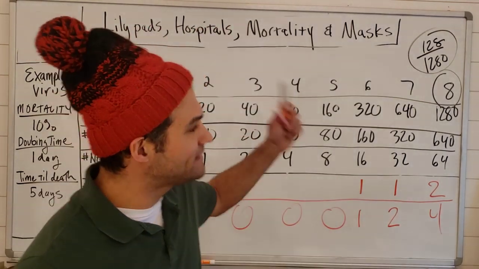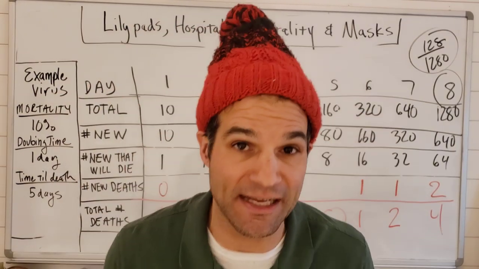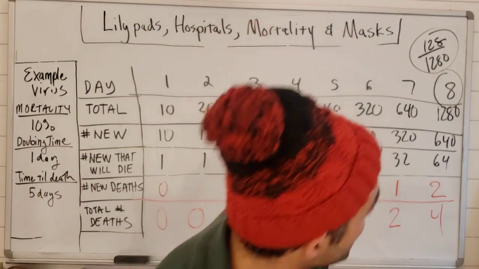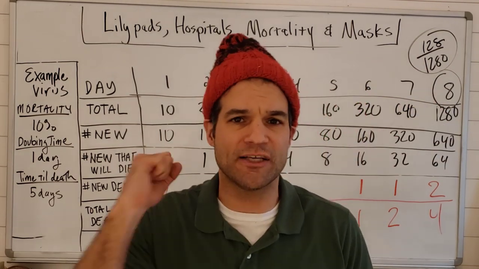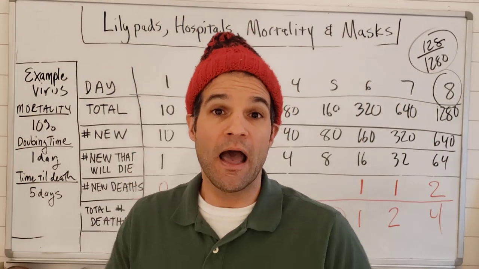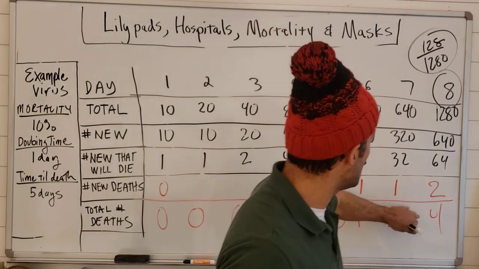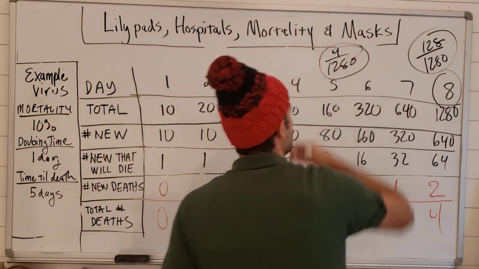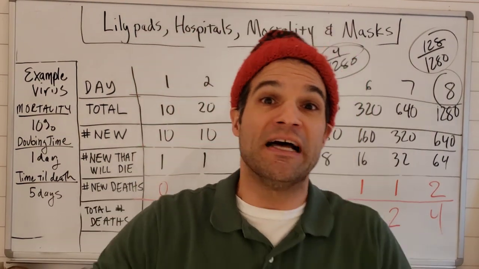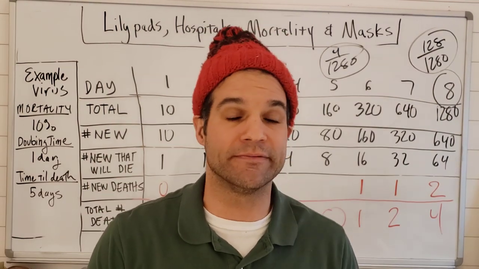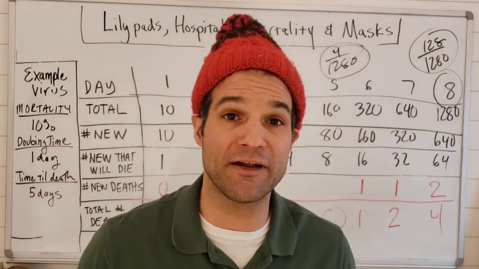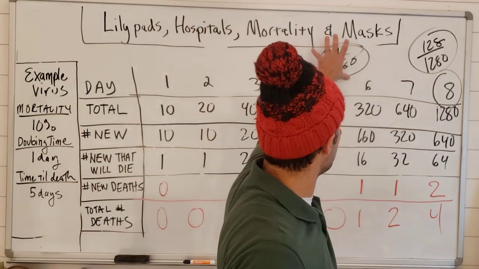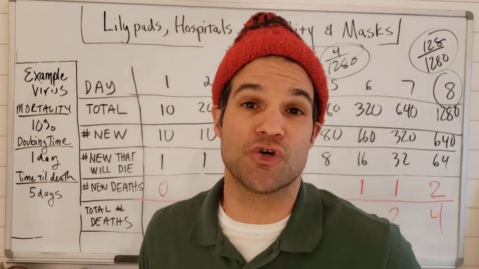Now, suppose day 8, we have a test that could test every single person who actually had the virus. When we took that test, how many people have it? 1,280. And it comes out, we say 1,280 confirmed cases. How many deaths do we have on that day? Four. There are four out of 1,280, which gives us a very, very tiny little mortality rate. But what is the mortality rate? It's 10%. And I think that's why we're getting such a low mortality rate in Germany right now.